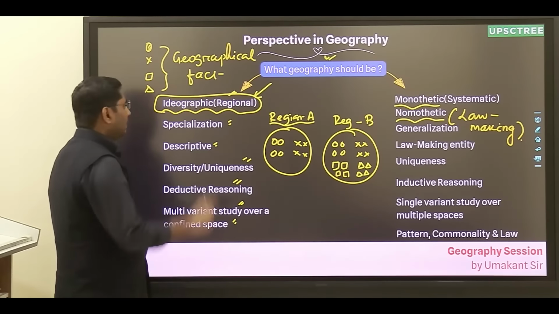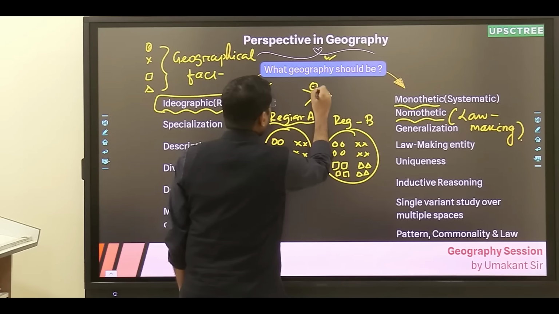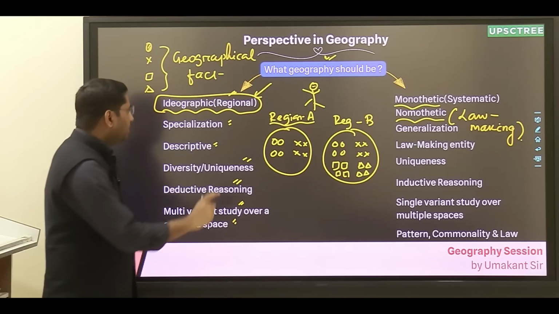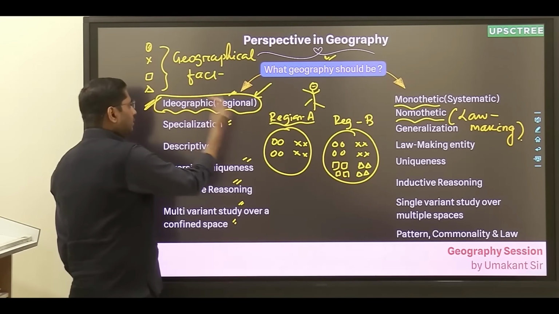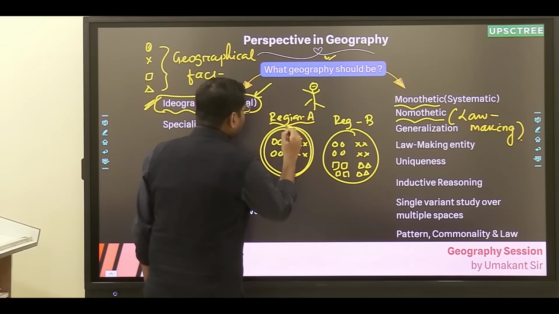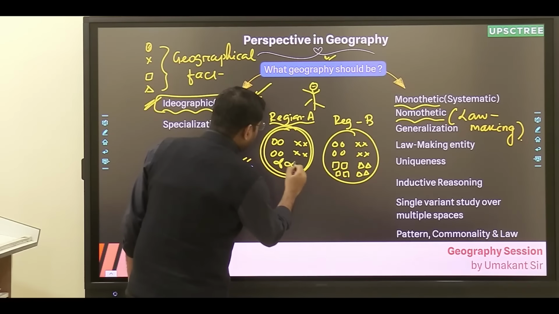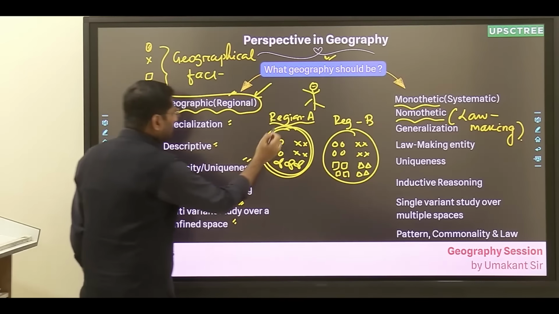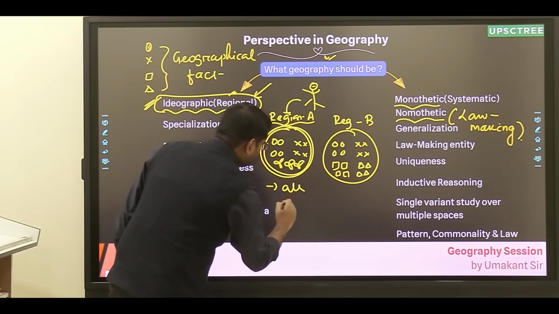Now, suppose you are a geographer, what should be your primary concern? That is what the debate is all about. If you are a geographer who believes in regional geography or idiographic geography, you will go to region A and you will find out how region A is different from region B. For example, if you go to region A, you will study all the factors.